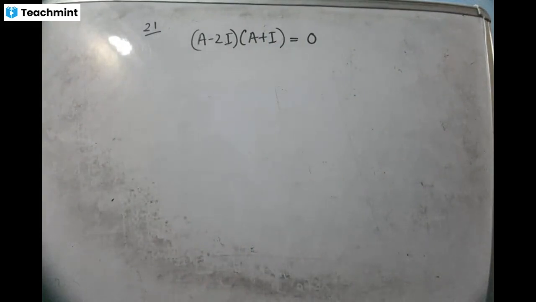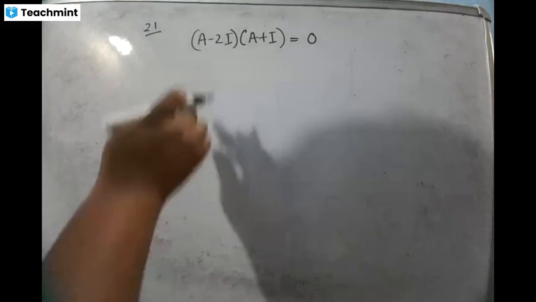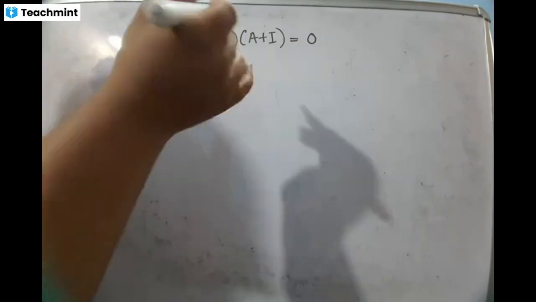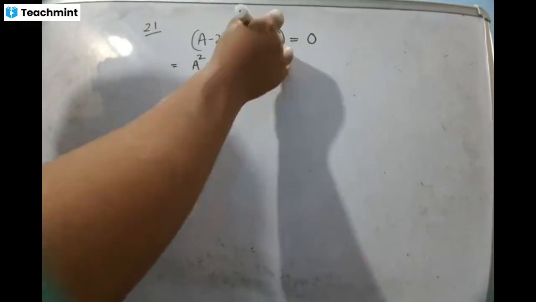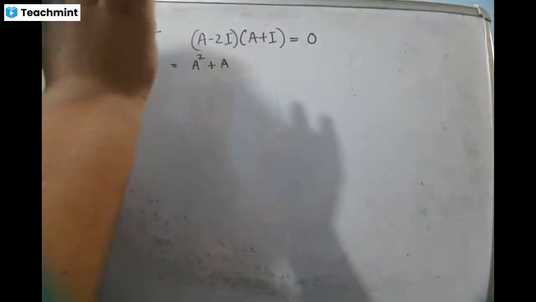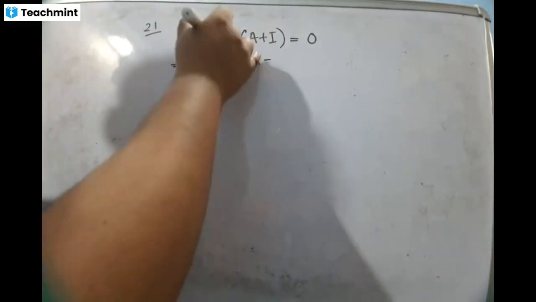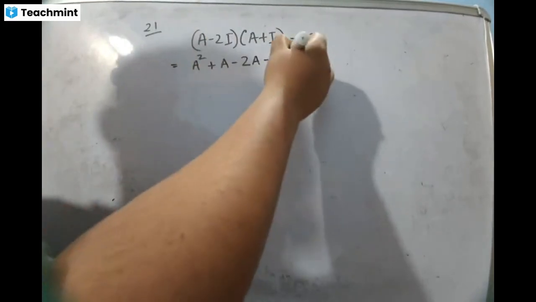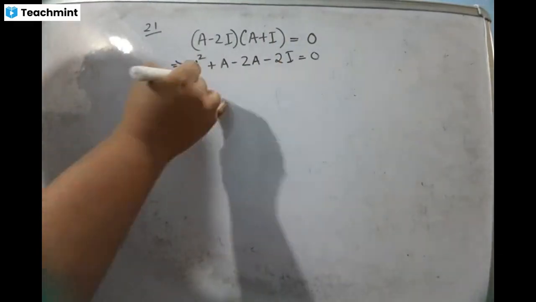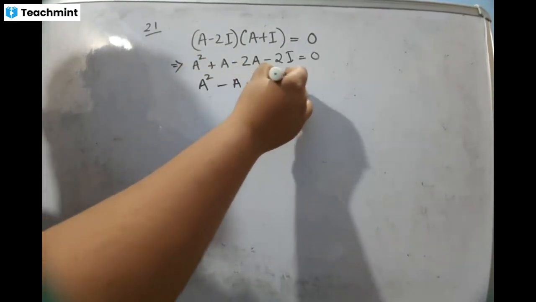Okay, in order to find A inverse, you already know the technique. What you need to do is simplify this first. Open the bracket. What do you get? A into A. You can write A square or A into A only, no problem. A into I will give you A, because a matrix into its identity will be the matrix itself. Minus 2I into A will again give you minus 2A, minus 2I into I will again give you minus 2I. So what are you getting? A square plus A minus 2A will give you minus A minus 2I equal to 0.